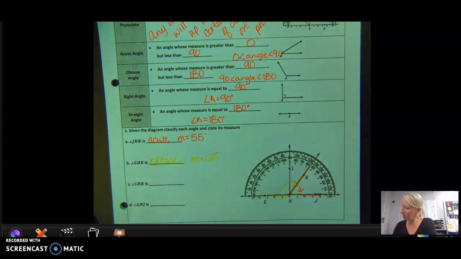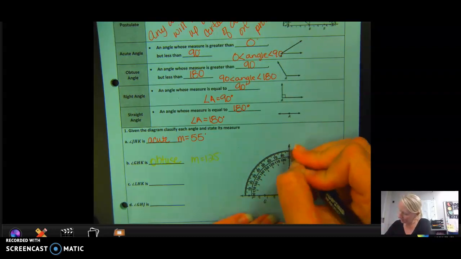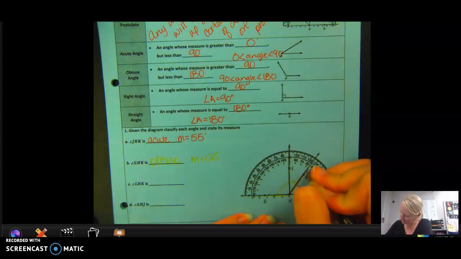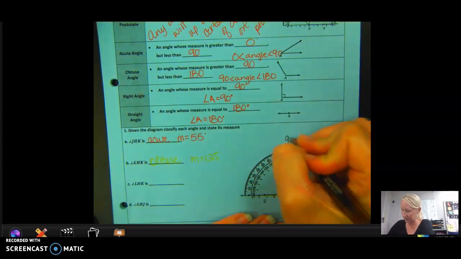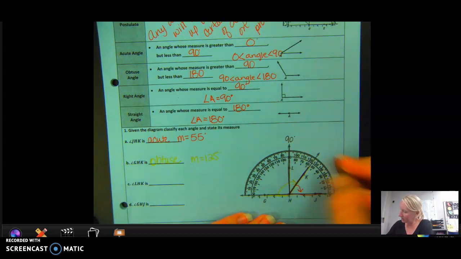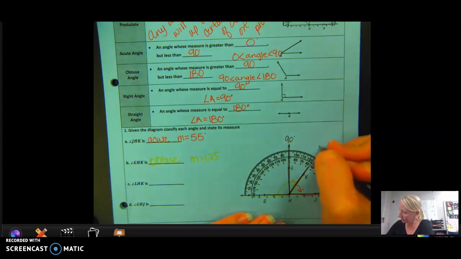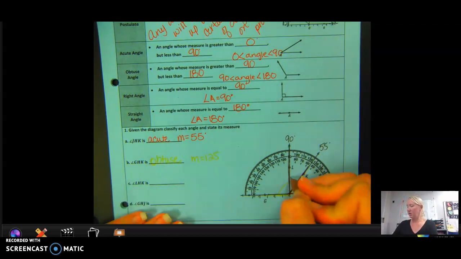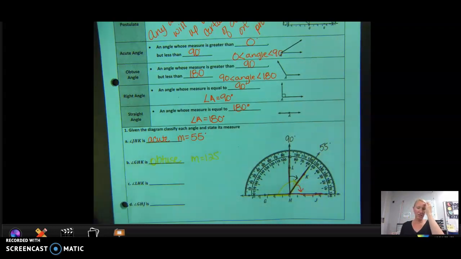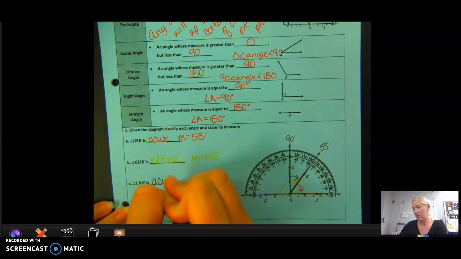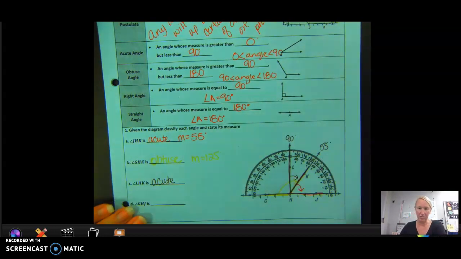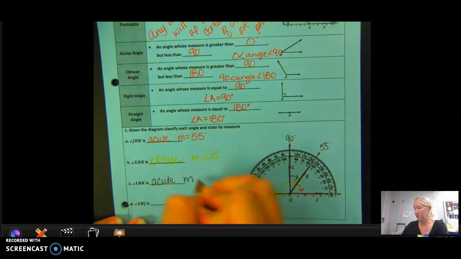Okay. L to H to K. So this one, L to H to K. This is at 90 degrees, this line. And this is at 55 degrees. So if I'm looking at this angle, it's small, so it is less than 90, so it is acute. So to find that angle, I'm just going to subtract those two. So 90 minus 55, so 90 minus 50 is 40. 40 minus 5 would be 35 degrees.